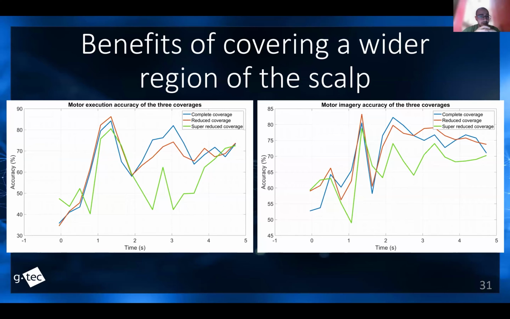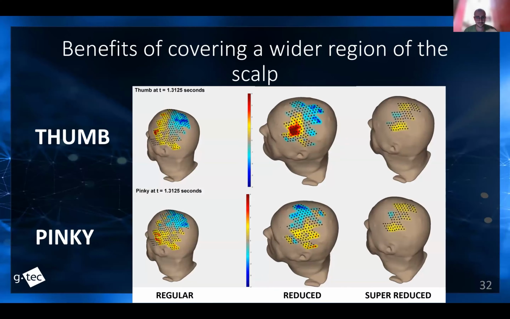The difference is about the second peak that we can find during the maintaining of the movement, so around 3 seconds for motor execution, and also for motor imagery, but a little earlier, around 2 seconds. So when we see these results, we can see there is a slight difference between covering more on the scalp or less. But it's also interesting to see topographies about it, because we don't have just an idea about accuracy and classification, but also about the topography on the scalp.